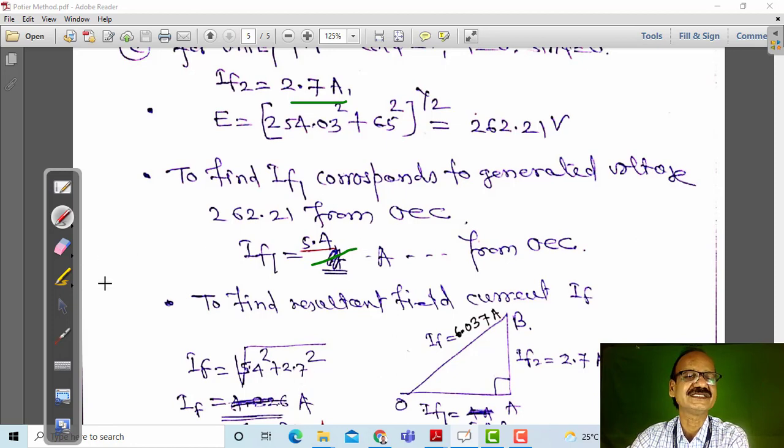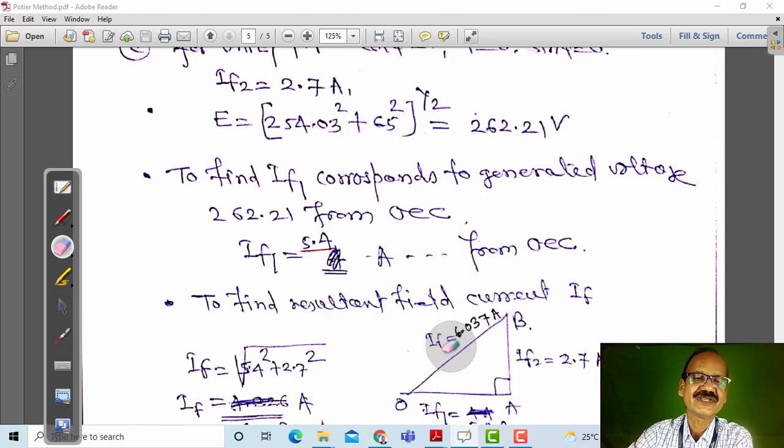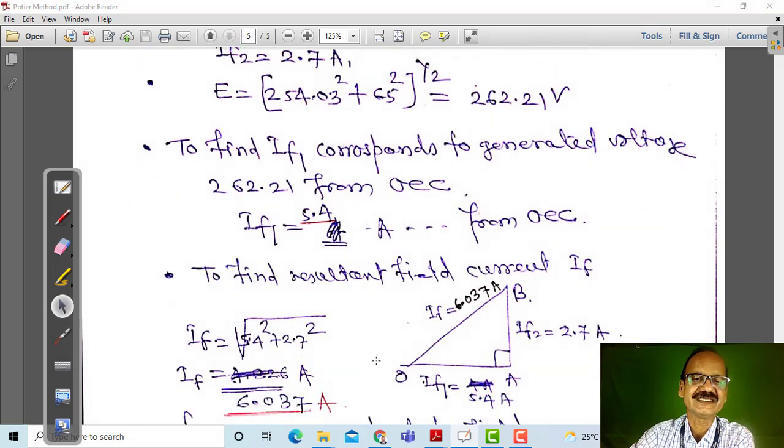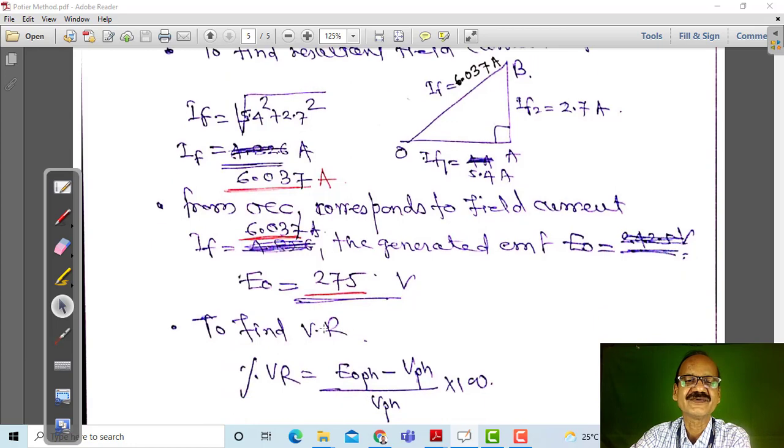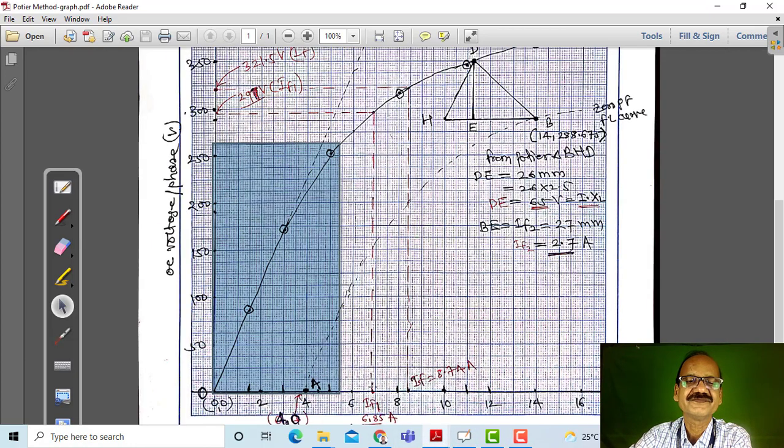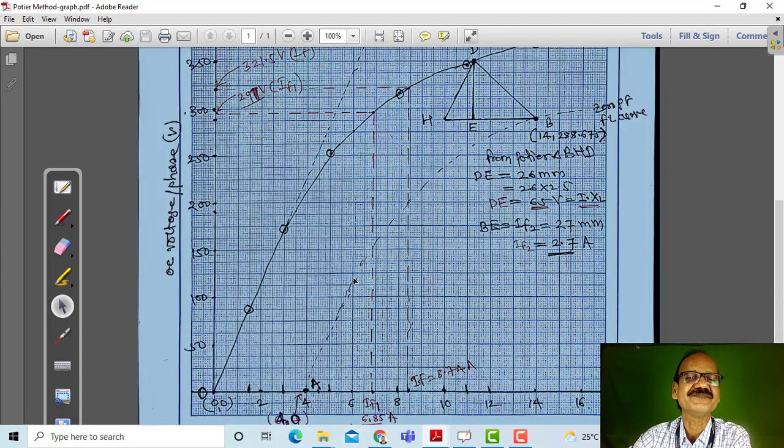Find the resultant of this, and it has been observed that the resultant current is 6.037. As a graphical method we can consider 6 only. So corresponding to a field current of 6 ampere, find the no load voltage generated from the OCC. It has been observed that the corresponding voltage E0 is 275 volt. Now let us check it from the graph.